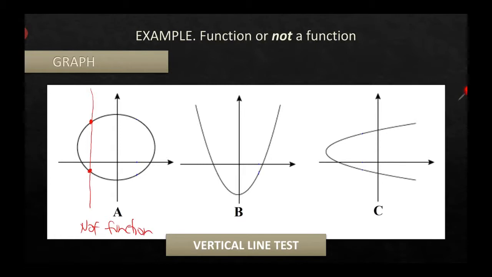Next, for graph B, let's construct a random vertical line. Again, this line intersects our graph at exactly 1 point. Therefore, this is a function. And last, for graph C, let's construct again a vertical line, and it intersects our graph at exactly 2 points. Therefore, this graph C is not a function.